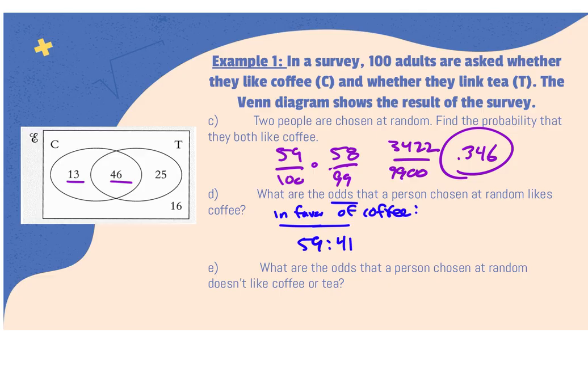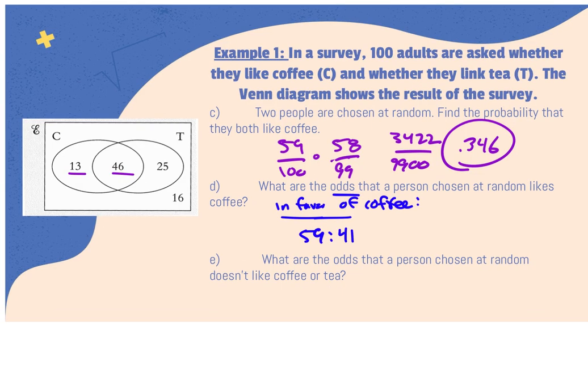What are the odds that a person chosen at random does not like coffee and tea? Again, we're at odds, so what you're setting up is a ratio of who doesn't like coffee or tea versus who does. There are 16 people that do not like coffee or tea. There are 100 people total, so I take 100 minus 16, which gives me 84. That is my odds that a person doesn't like coffee or tea.